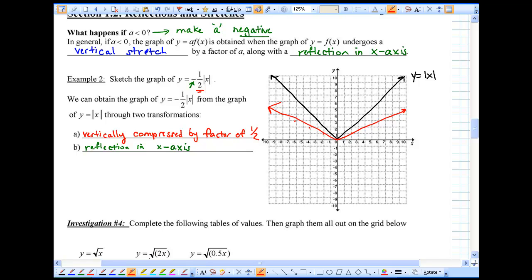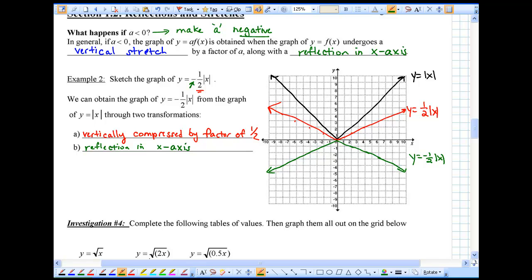Okay. So here's actually y equals 1/2 absolute value of x. But I don't want that. I want the reflection in the x-axis as well. So I'm going to now go ahead and reflect. Beautiful. So the graph in green is the final answer. Okay.